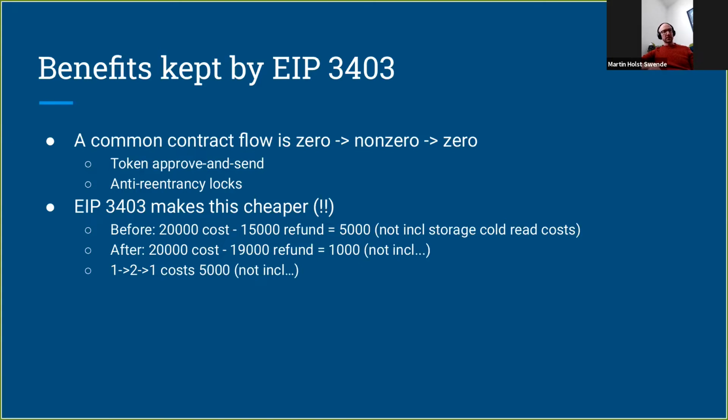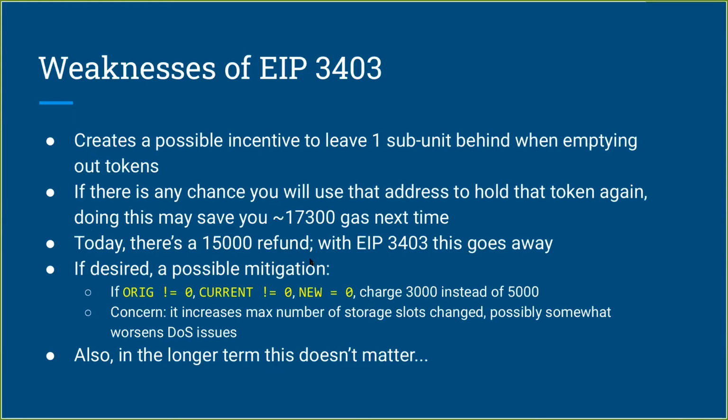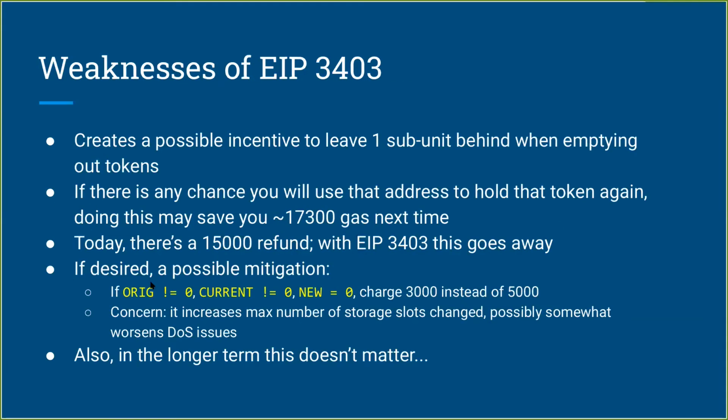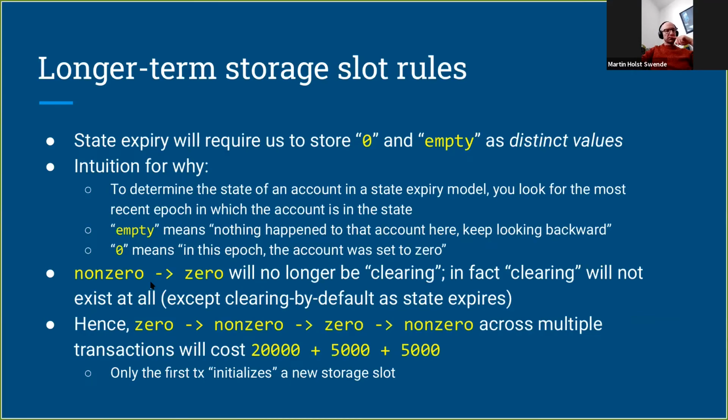Just basically 900 gas effectively. That's the difference. Right. Okay. So with EIP-3403, the token approve-and-send and anti-reentrancy locks can just continue to be cheap, and 0 to 1 to 0 continues to be a better pattern than 1 to 2 to 1 for storage slots. Okay. Yes. Good to know. Okay.